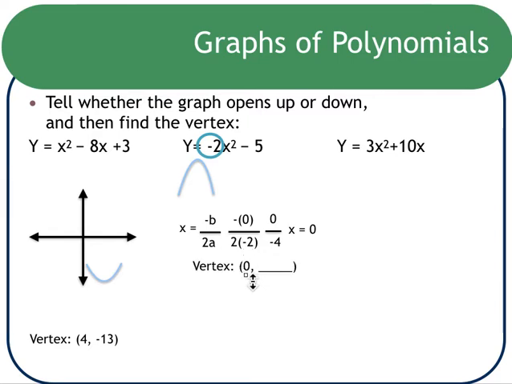And to figure out the something, we take a 0 and plug it in for x. When we plug a 0 in for x, we get -2 times 0 squared minus 5. That's 0 minus 5, and that gives us a vertex of 0, -5.